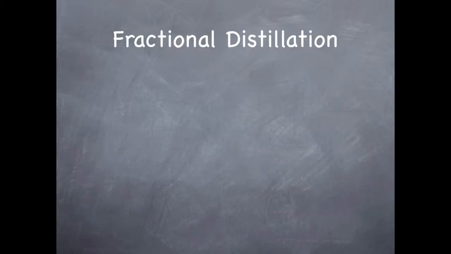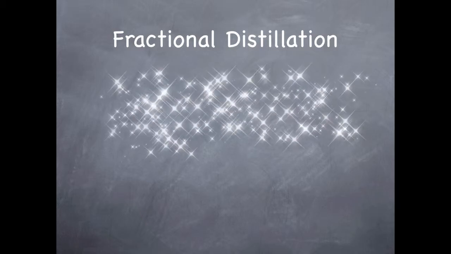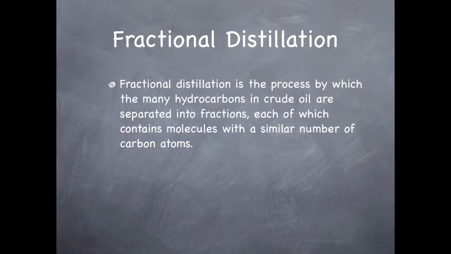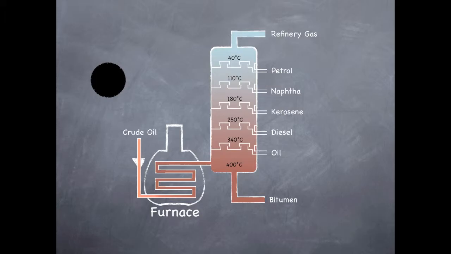In crude oil, as the different alkanes are in a mixture and not chemically joined together, it is possible to separate these substances by physical methods such as fractional distillation. So what is fractional distillation? Well, fractional distillation is the process by which the many hydrocarbons in crude oil are separated into fractions, each of which contains molecules with a similar number of carbon atoms. This is done by evaporating the crude oil and allowing it to condense at a number of different temperatures.